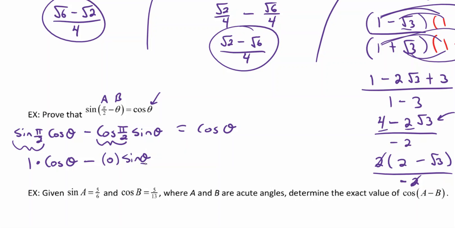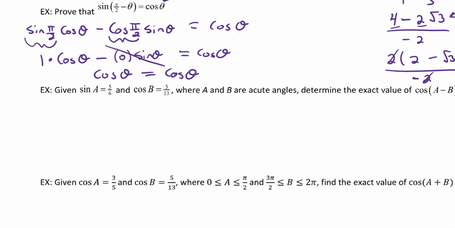So now, even though I don't know what sine theta is, I do know it's being multiplied by 0, so it doesn't really matter. That canceled. So we end up with, on the left side here, 1 times cos theta, or just cos theta is all that's left, which is equal to cosine theta.